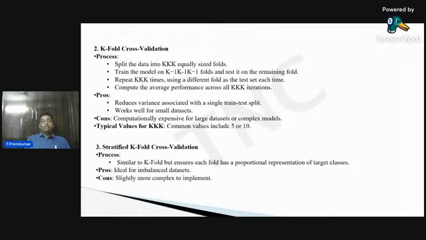The third method is stratified k-fold cross validation. It is similar to k-fold, but it keeps proportional representation of the target classes. The pro of stratified k-fold cross validation is that it is ideal for imbalanced data sets, and the con is that it is slightly more complex to implement.